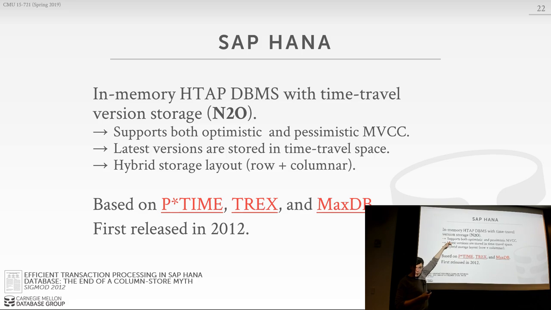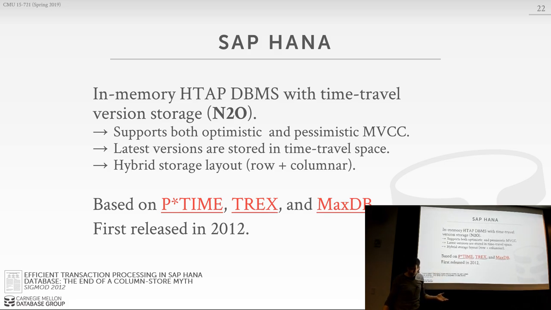I actually don't know what the default is. I think the paper you guys read last class said it was optimistic. And then the Korean guys that work on this stuff told me, no, it's actually both. HANA was originally a Frankenstein of a bunch of different database systems that SAP bought. So P*Time actually came from South Korea. Those guys are awesome for in-memory databases. P*Time is an awesome system that they bought. TREX was a search engine that they bought. MaxDB is another system that they bought. They mashed these things all together and called it HANA.